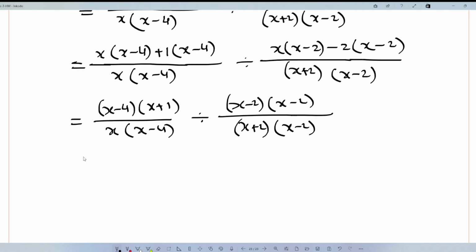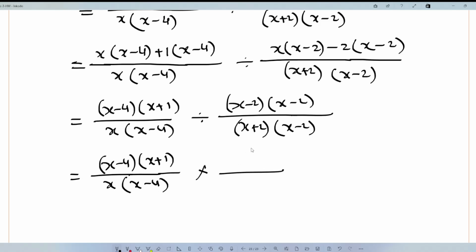Okay, again (x − 4)(x + 1), (x − 4), and this divide sign we can write product sign. So this denominator becomes numerator: (x + 2)(x − 2) divide (x − 2)(x − 2). So now look, this x − 2 we can cut. Here is x − 4 we can cut.